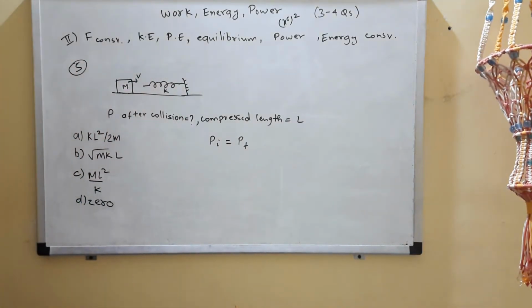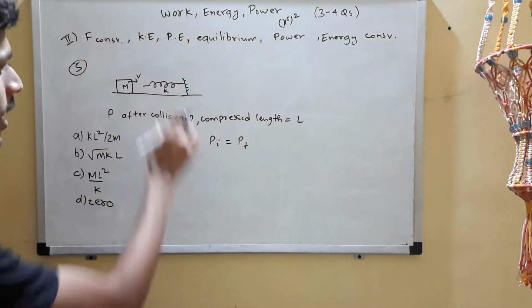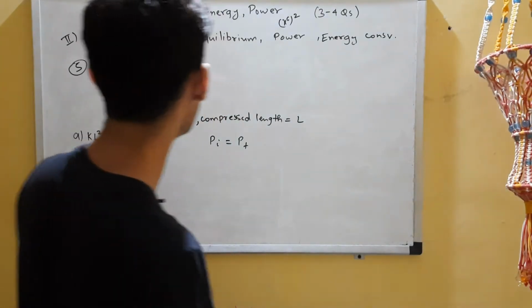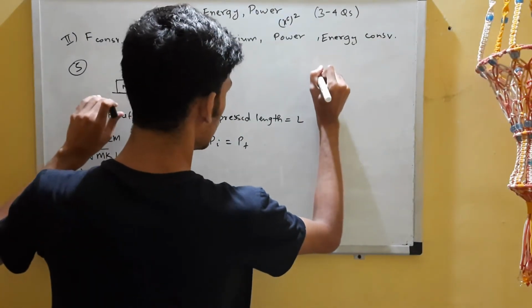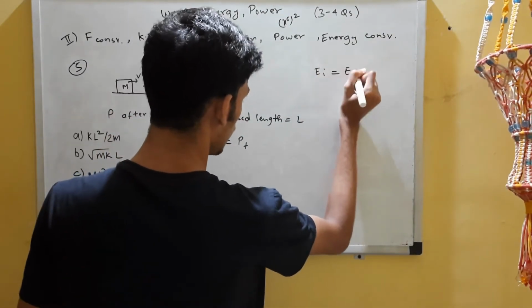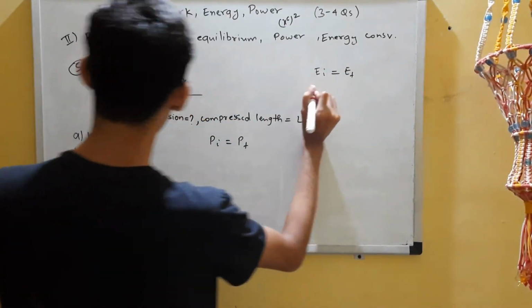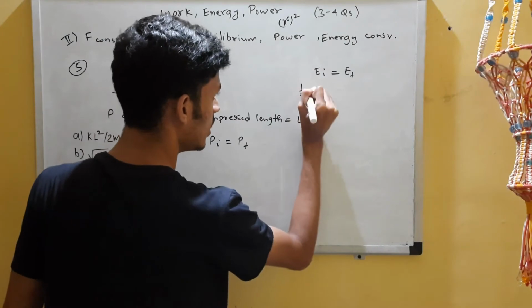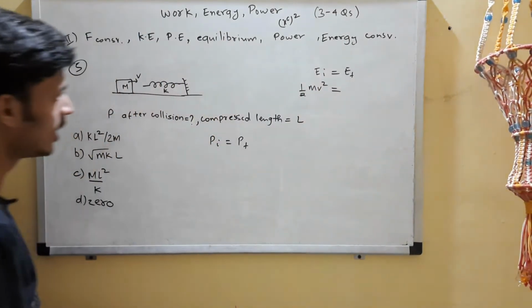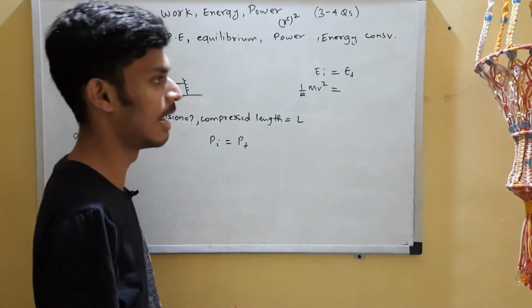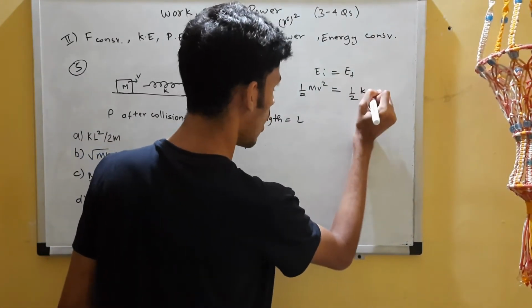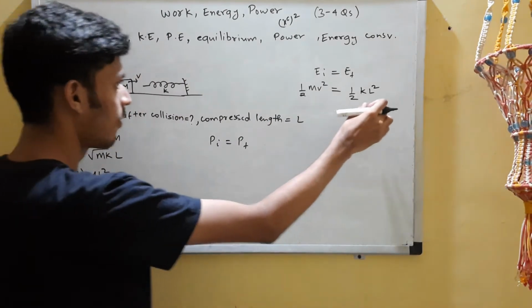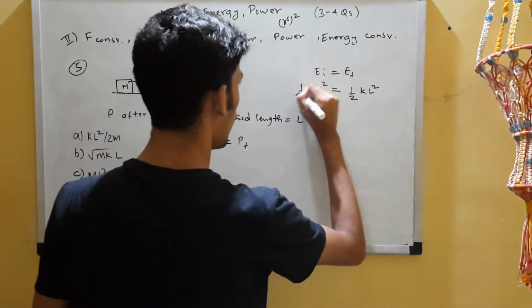So basically it will be mv, but if you see over here, they want the answer in terms of k and L. So what they are asking you to do is apply energy conservation. There is no frictional force involved over here, so you can write the initial mechanical energy is equal to the final energy. Initially the energy is in the block, its kinetic energy half mv square. Finally the energy is in the spring, when you compress it by the length L. That energy is half k L square. So this half and half will get cancelled.